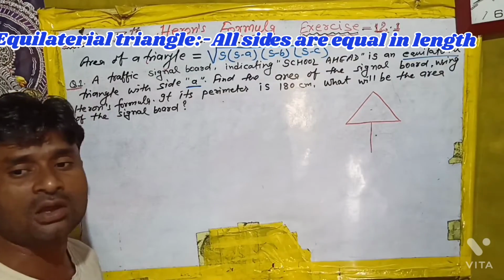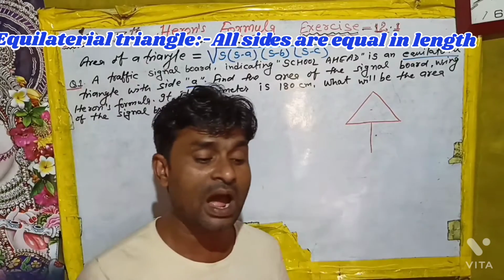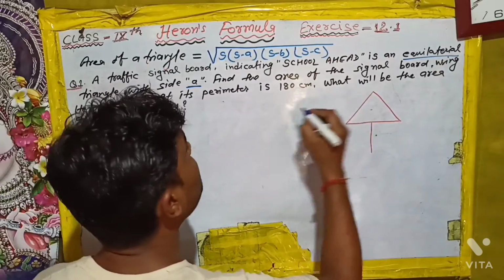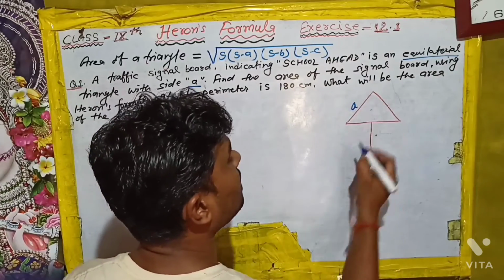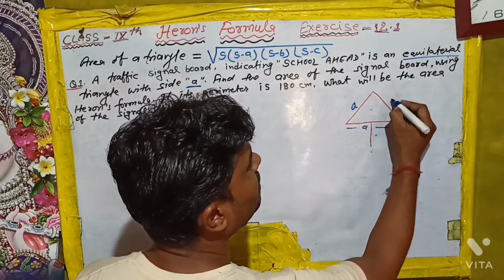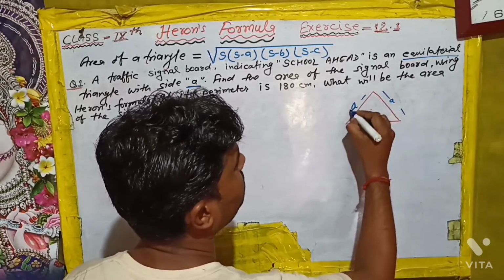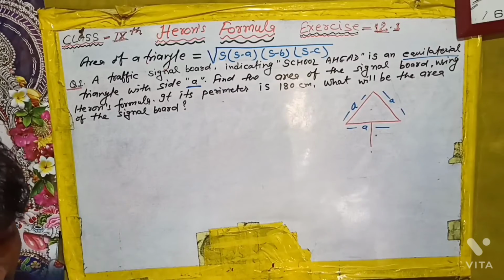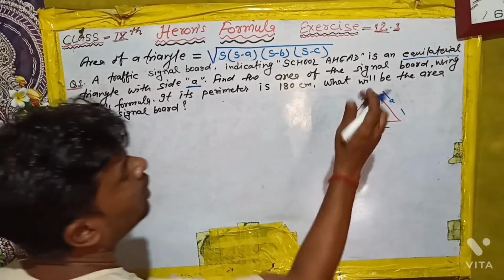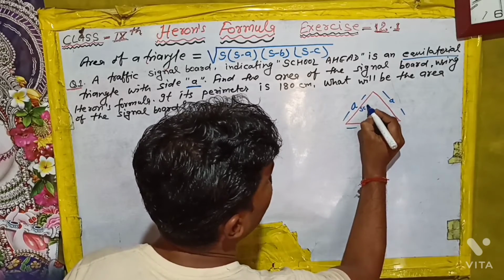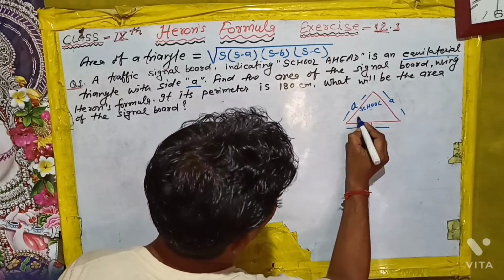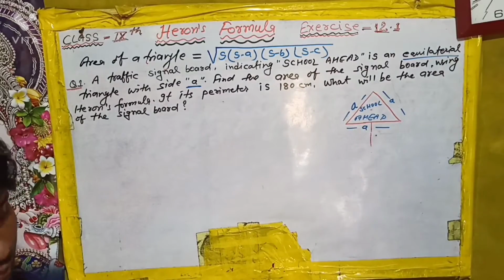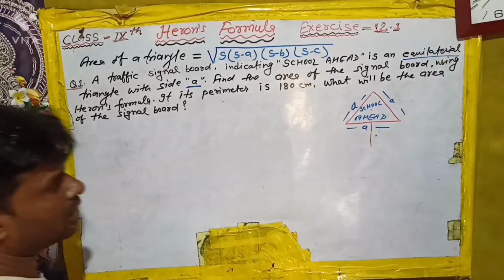Equilateral means a triangle whose all sides are equal in length. So if one side is A, then the other sides will also be A. This is the triangular shape of the signal, where "school ahead" is written. The school may be somewhere else, and the signal is just indicating that.